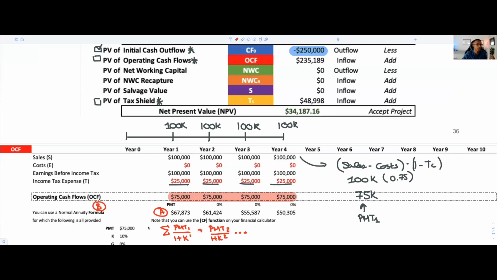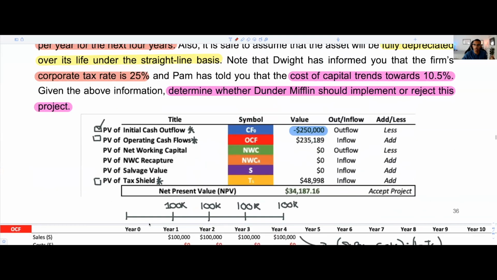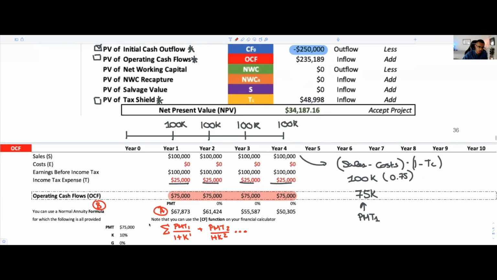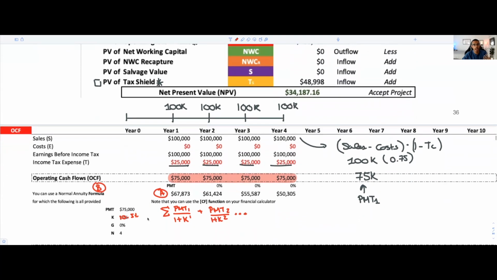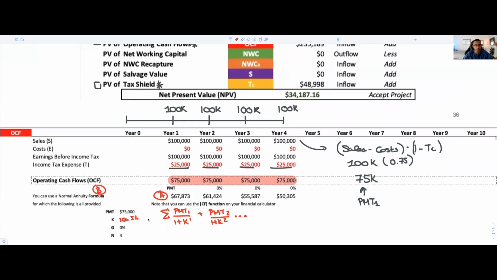We know that K is 10.5%. We know that our payment effectively, right, after-tax cash flows, is 75K. We know this is occurring for 4 years. So we could go ahead and plug this into our formula and solve for a normal annuity's present value. That's one way of going about it as well.